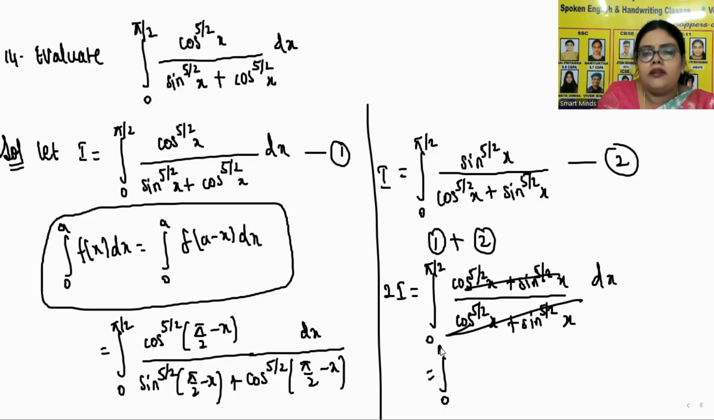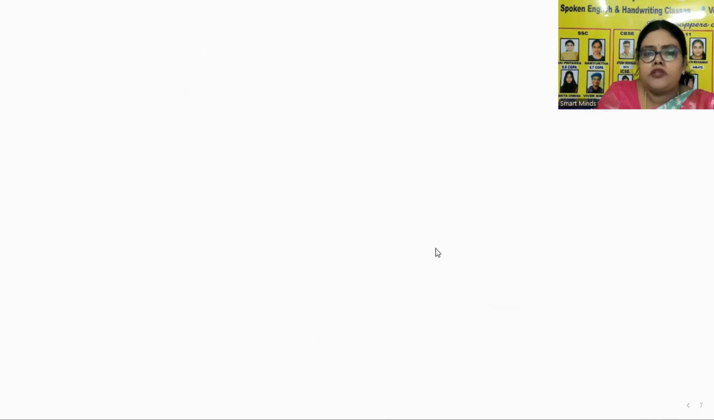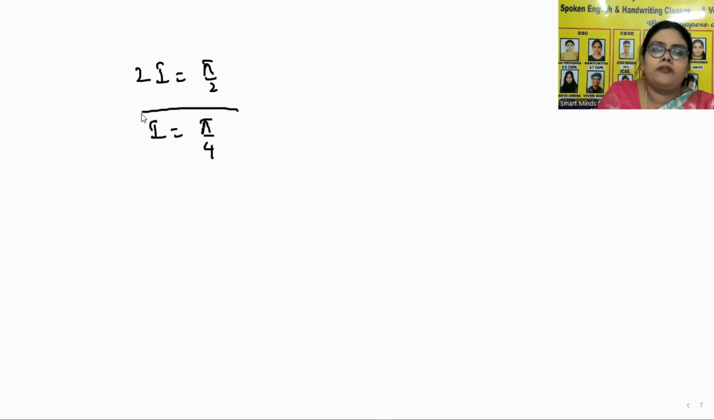So you get integral 0 to pi by 2, 1 dx. That is equal to x from 0 to pi by 2. So that is pi by 2 minus 0. So 2I we get as pi by 2. So I is equal to pi by 4.